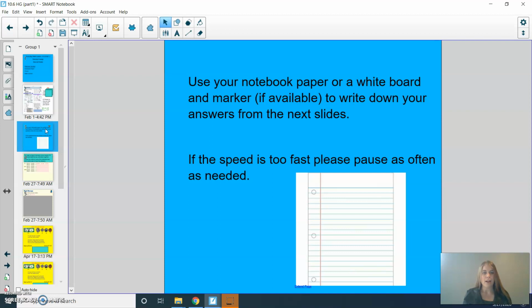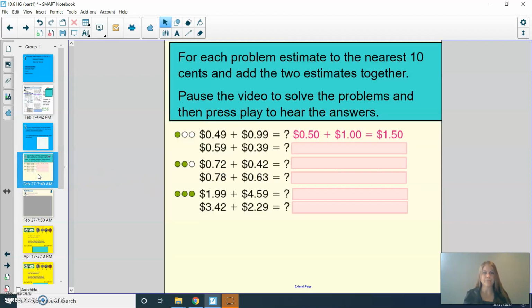You can put your math journal to the side, and we'll use our notebook paper and whiteboard and marker available to write down our answers for the next part. If the speed is too fast, please pause as often as needed. For each problem, estimate to the nearest 10 cents and add the two estimates together. Taking a look at the example, 49 cents would round to 50 cents, 99 cents would round to a dollar, giving me a total of $1.50. What I would like you to do is pause the video to solve the problems and then press play to hear the answers.